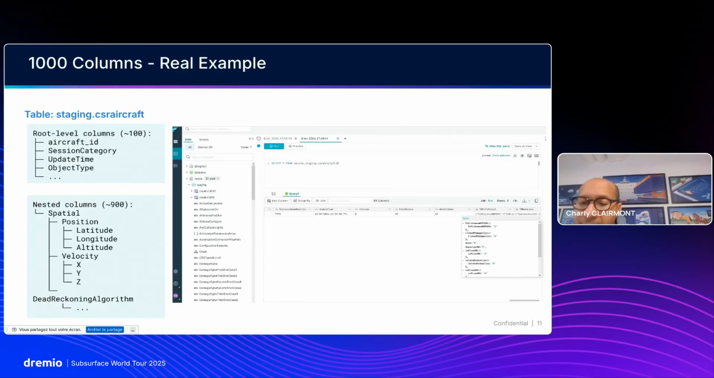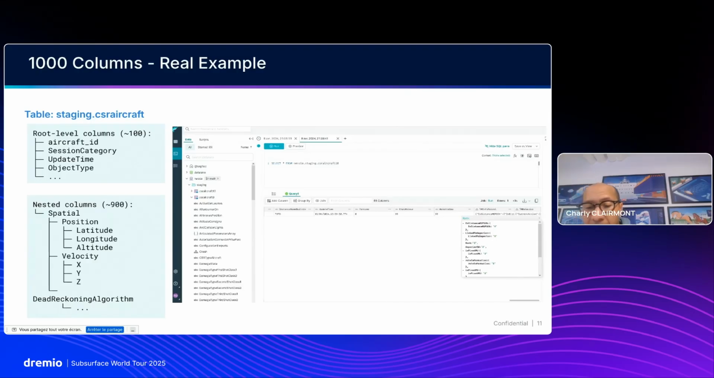This object has direct attributes, but the object also contains nested structures. Spatial contains position, which contains latitude, longitude, and altitude. Spatial also contains velocity with x, y, and z for several levels. In total, over 1,000 columns in a nested structure.